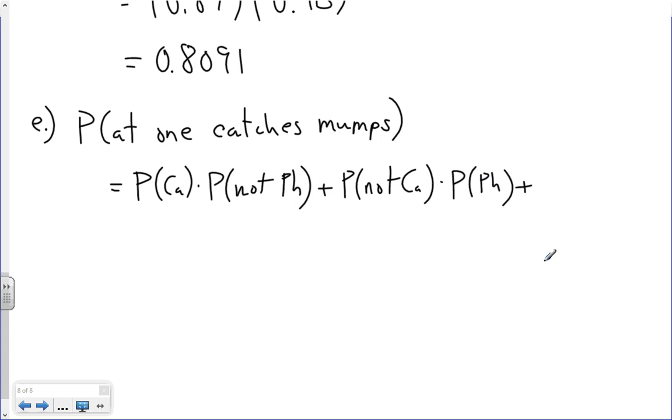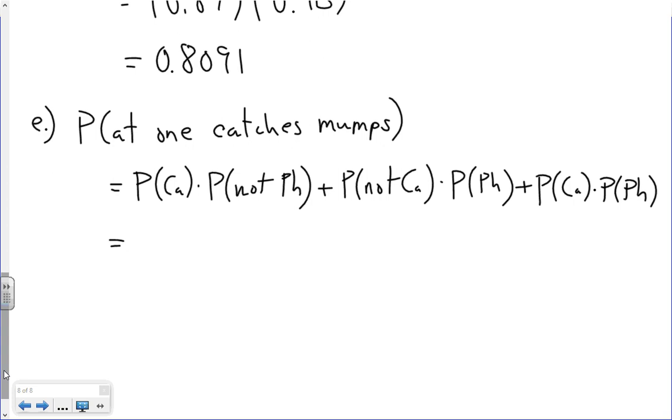Or it could be that they both catch the mumps. We multiply those together, add those up, and we can do it that way. That'd be one way to do it. But actually, the complement to this is a little bit easier to look at.